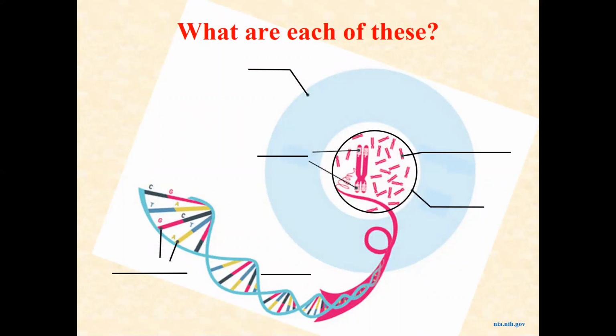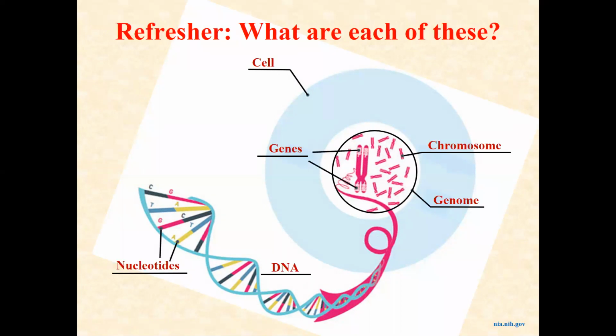So what we have here is a diagram of a cell. It has a number of pink chromosomes in its nucleus. Some sections of the chromosomes contain genes. The entire set of chromosomes is called the genome. The chromosomes are made of DNA, and DNA is made up of nucleotides.